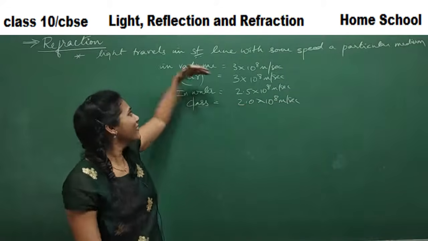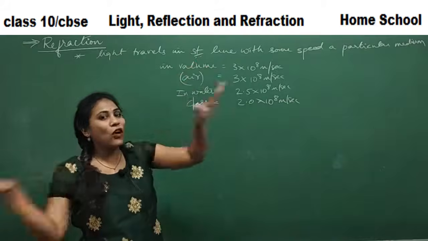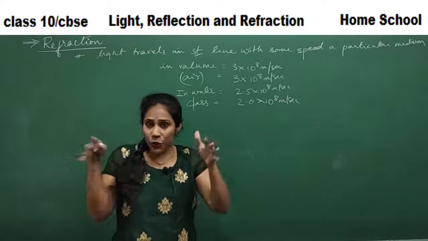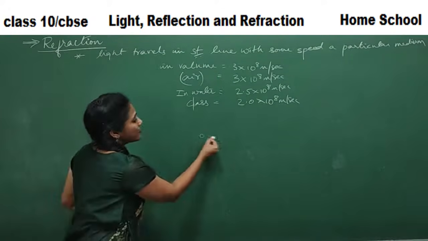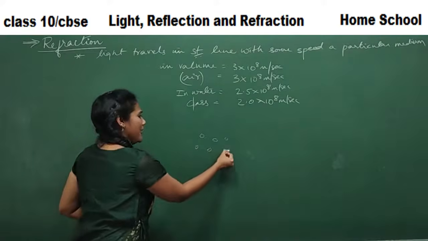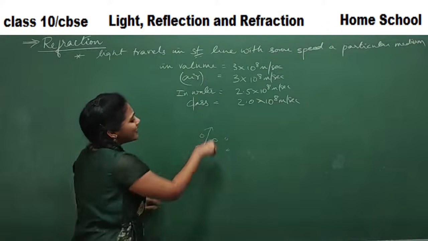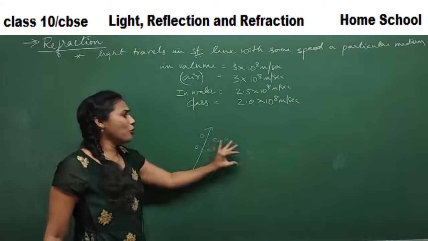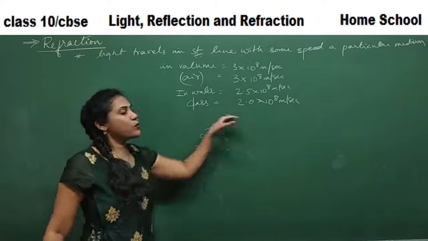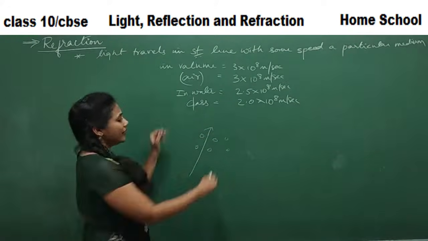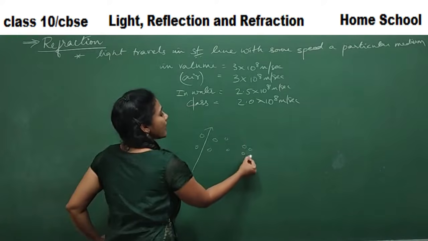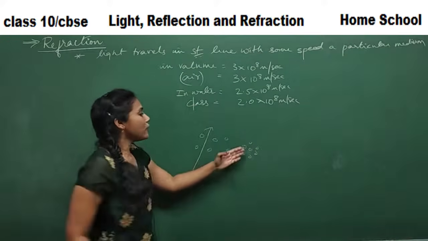Can you tell me why? In case of air, you have gas molecules, and there are so many spaces between gas molecules, guys. So light can easily pass. There are not many disturbances, so it passes with high speed. Water is a liquid, so the molecules are quite near to each other, no?